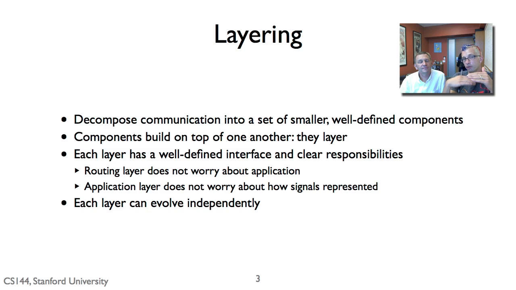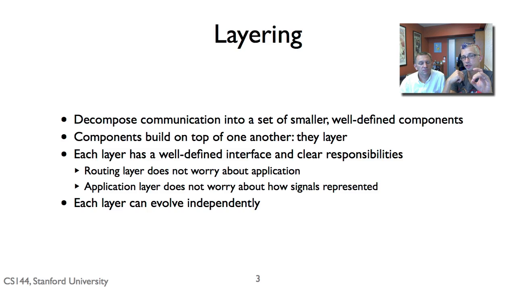And because these components build on top of one another, for example, if I can modulate the signal on the wire, then I can send a link layer frame over the wire, which then allows me to route packets over multiple wires. Because these building blocks build on top of one another, they're called layers, in the sense that they layer on top of one another.